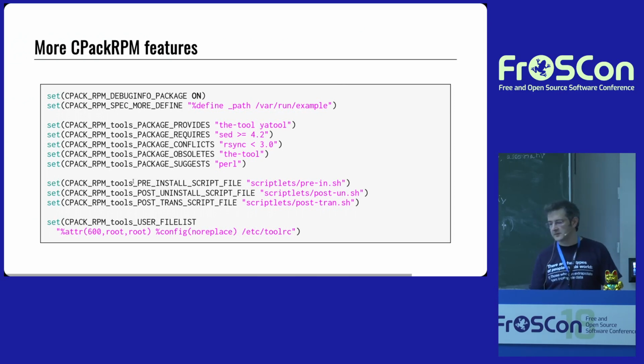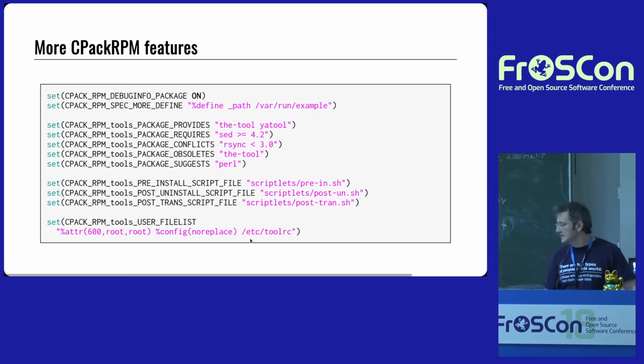Then you can, of course, specify scriptlets with CPack RPM. I have only 3 here, but you can actually have all 6. It's easy to deduce what the names are. You can have pre and post install scripts, pre and post uninstall, and pre and post trans scriptlets. All that can be done with the appropriate variables, and yes, we also use that.